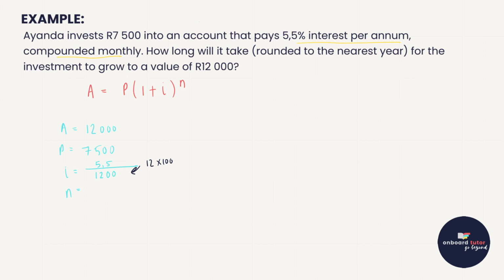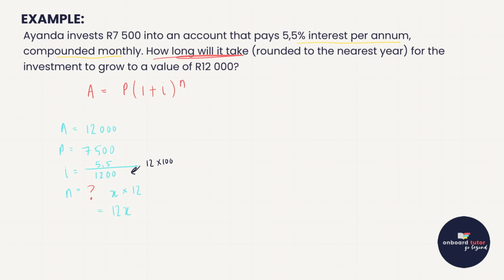Then the other thing that changes is the n value. We want to know how long, that was actually the question: how long will it take? So n is my unknown, but I've got to be a bit careful here because it is compounded monthly. I need to adapt. Let's say it's going to be x time periods multiplied by the 12, so 12x because it's compounded monthly.